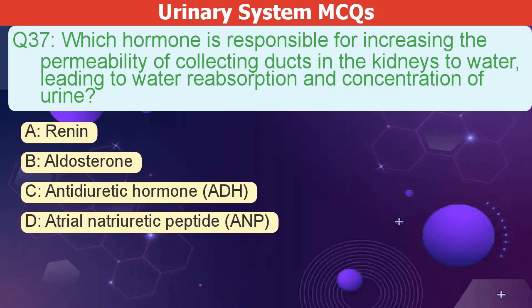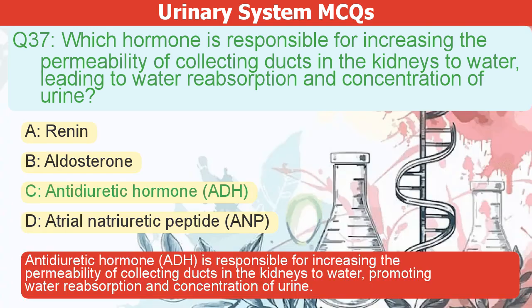Which hormone is responsible for increasing the permeability of collecting ducts in the kidneys to water, leading to water reabsorption and concentration of urine? A. Renin. B. Aldosterone. C. Antidiuretic hormone, ADH. D. Atrial natriuretic peptide, ANP. The correct answer is C. Antidiuretic hormone, ADH, is responsible for increasing the permeability of collecting ducts in the kidneys to water, promoting water reabsorption and concentration of urine.